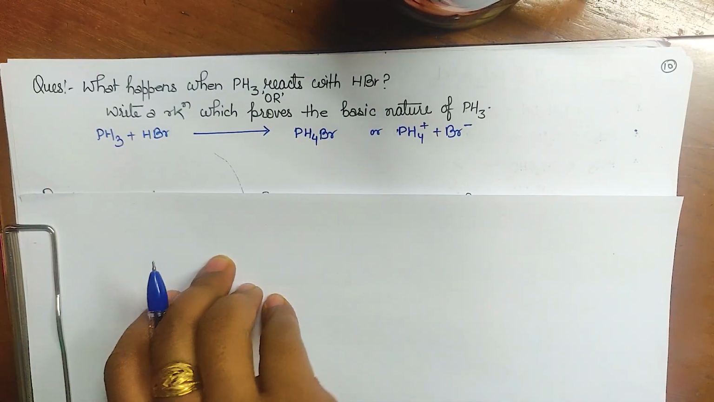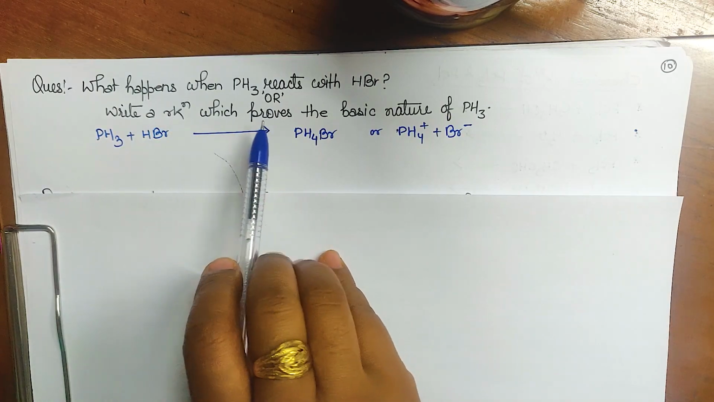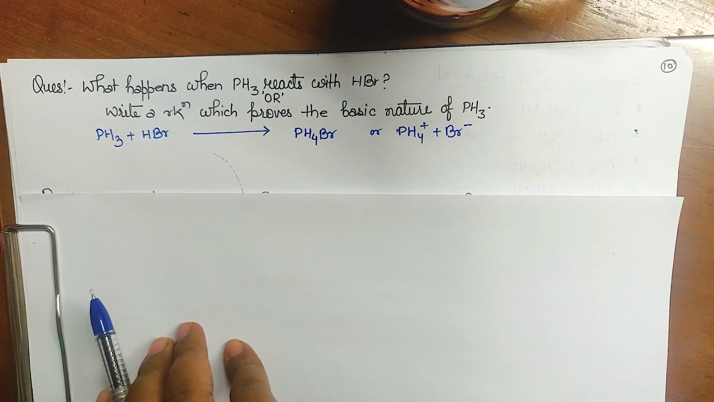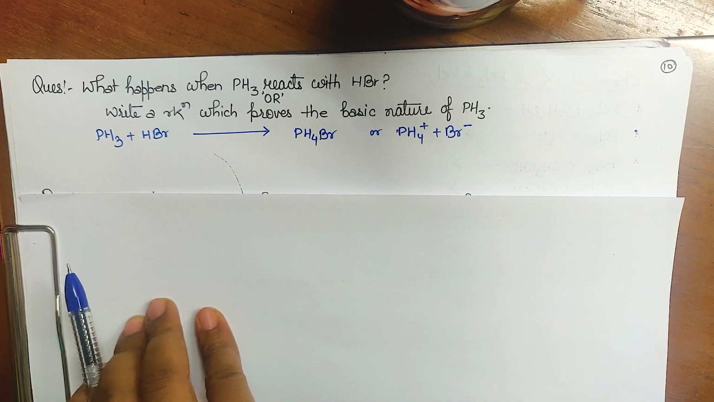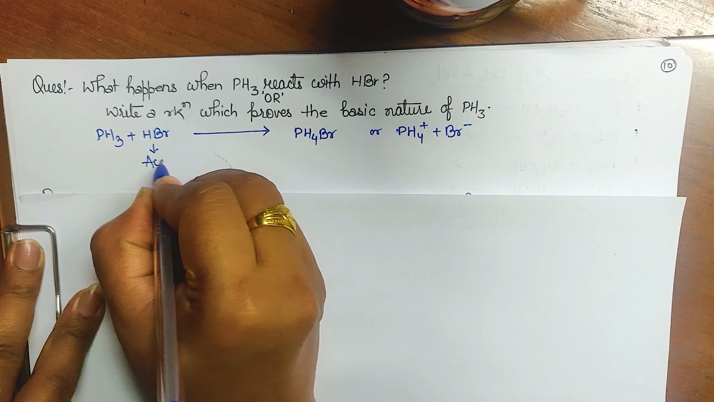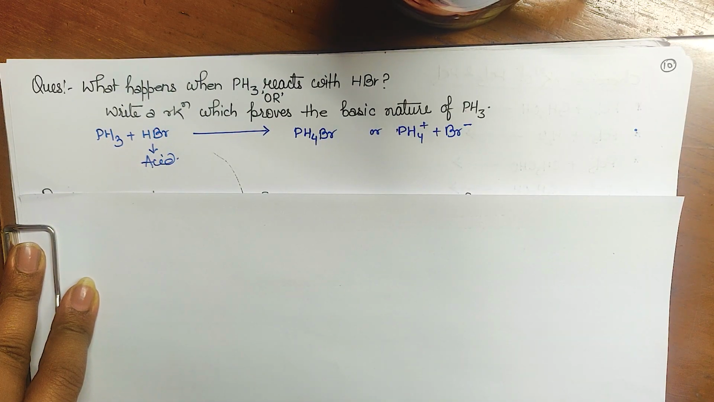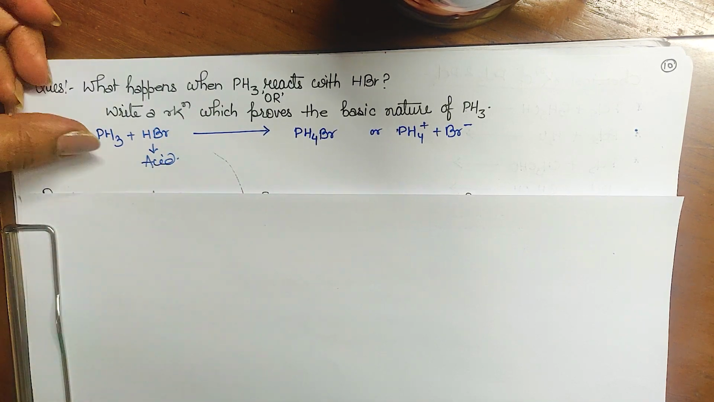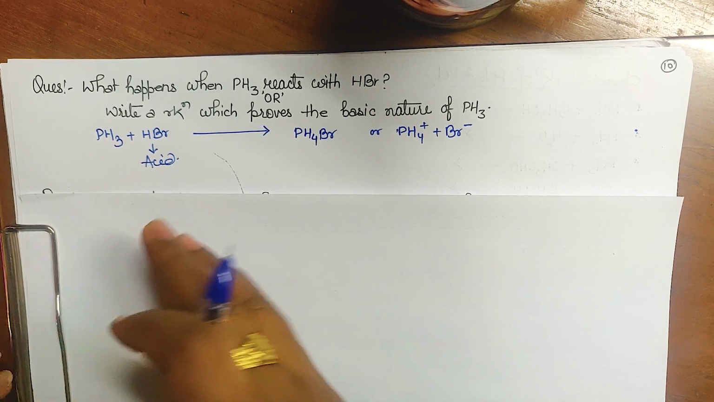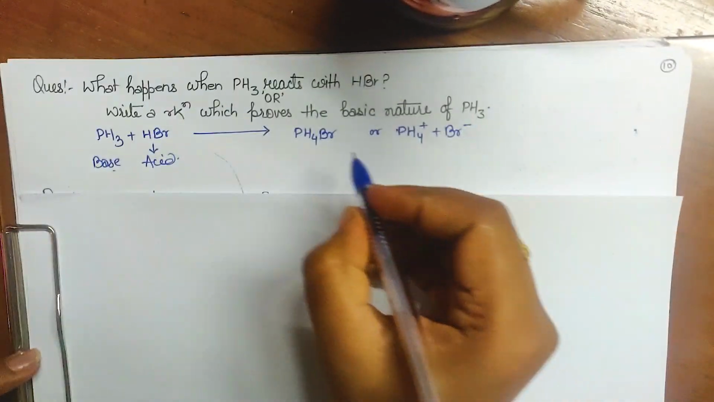The same question can also be asked as: write a reaction which proves the basic nature of phosphine. How can you prove this basic nature? HBr, we know, is a hydra acid, and with an acid a base will react. Two acids cannot react with each other, isn't it? So if it is an acid, then this will be the base. So this reaction proves it, hence it is a base. Got it? And it is salt forming.